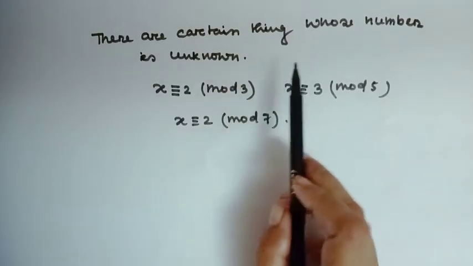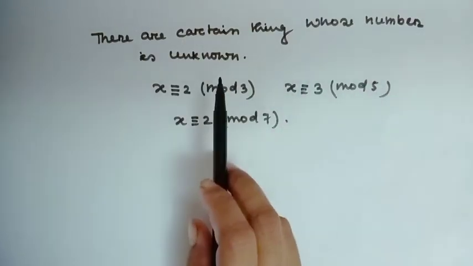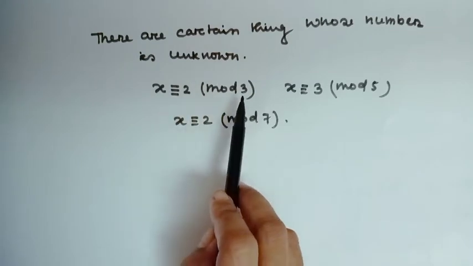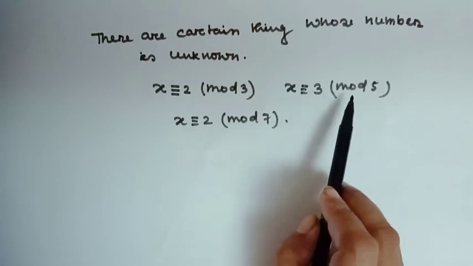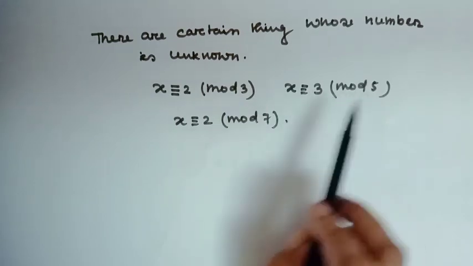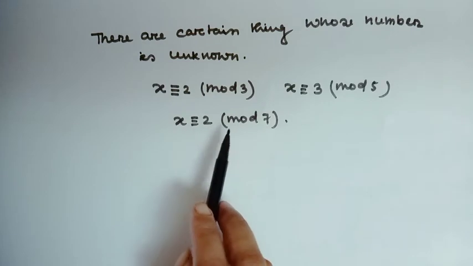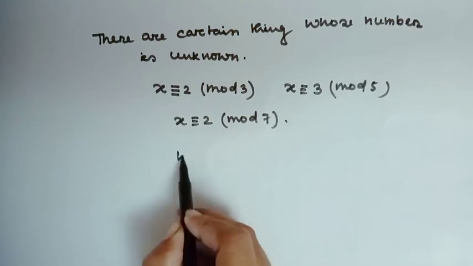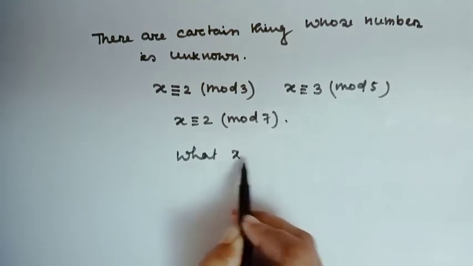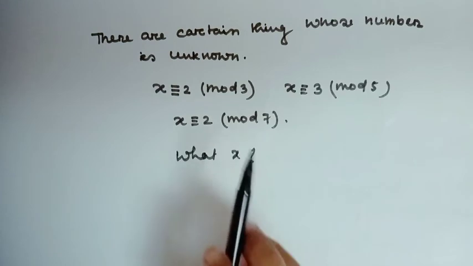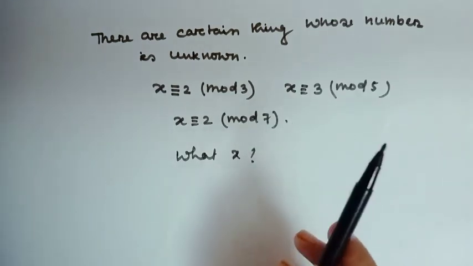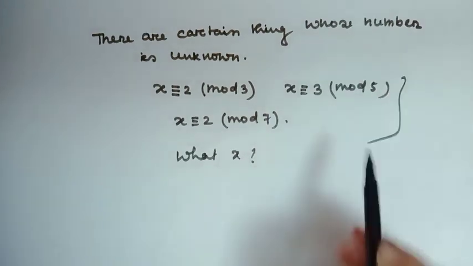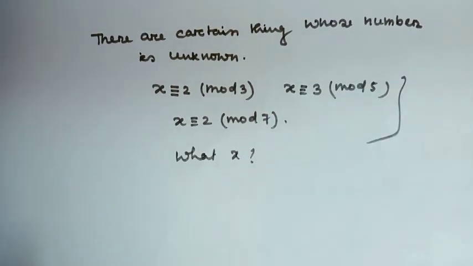There are certain things whose number is unknown. x is congruent to 2 modulo 3, x is congruent to 3 modulo 5, x is congruent to 2 modulo 7. What is x? This is the question of the Chinese mathematician. Basically, we have to solve this congruence.